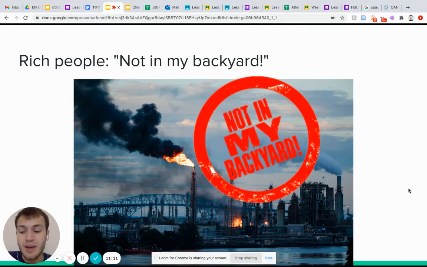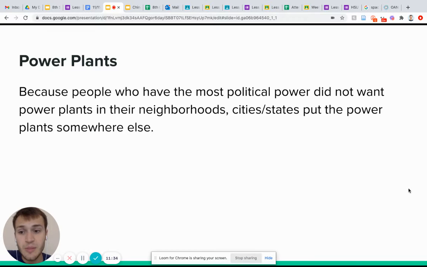You probably guessed it. The city or the state is going to put the power plants in places where people aren't going to put up as much of a fight, either because they don't have the money to do so, or the time, or the resources. And so power plants are going to end up in places where low-income people live. So because people who have the most political power did not want power plants in their neighborhoods, cities and states usually put the power plants in low-income neighborhoods or Black neighborhoods because of systemic racism, which is just racism that is present in a lot of different systems in society.